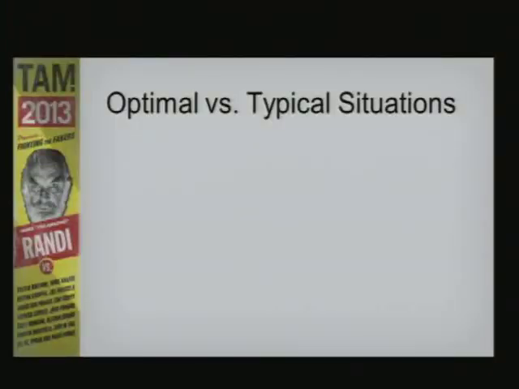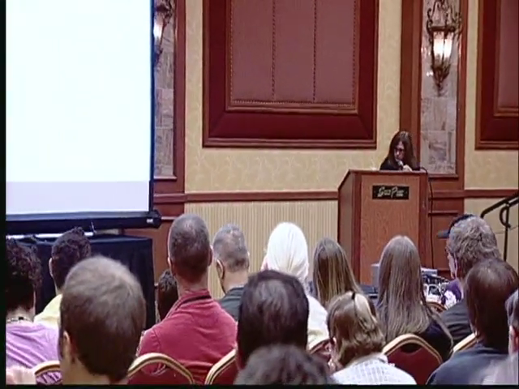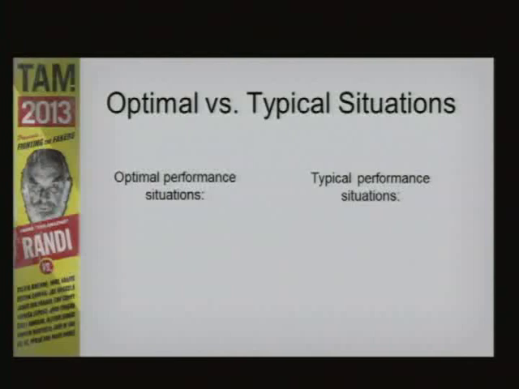So let's talk a little bit about how this ends up being very complex. How we test tells you a little bit about what it means, okay? We test in different situations. We have things called optimal situations. We have things called typical situations. In optimal performance situations, what we're talking about is your ability to solve problems, the knowledge that you have, your approach to problems. In typical performance situations, we're talking about something a little different.